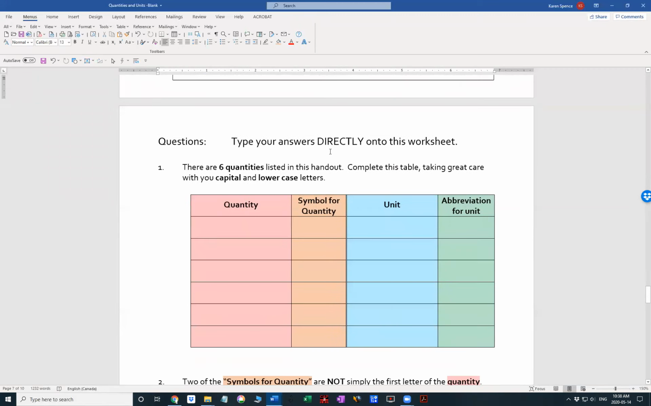So one thing you're going to do is type your answers directly onto this worksheet this week. Okay? So you are going to type it in, and then you're actually going to submit it. You know how normally I just have you say done? This one doesn't have an answer key. I want you to submit it so I can take a look at how you're showing your work, okay? Everything's nicely color-coded here. Look, we have 6 quantities in this handout. The quantities will all be in pink. The symbols will all be in orange. The units will all be in blue, and the abbreviations will all be in green.